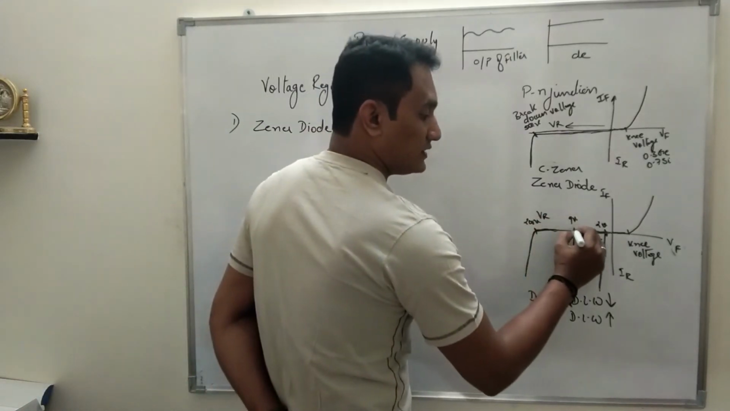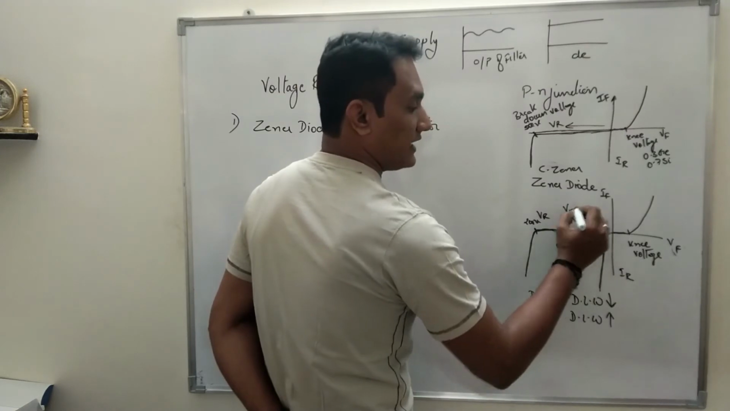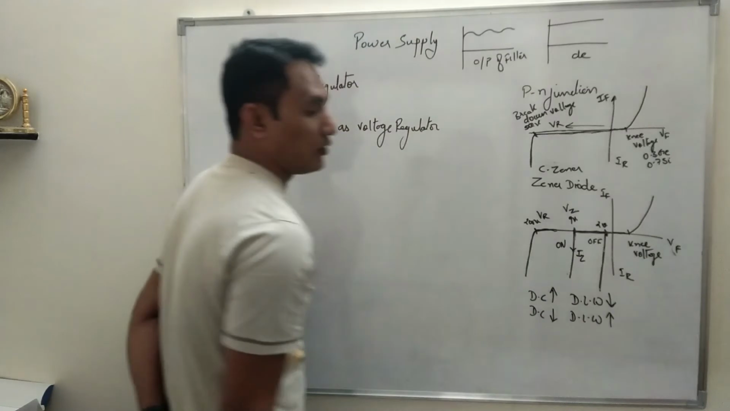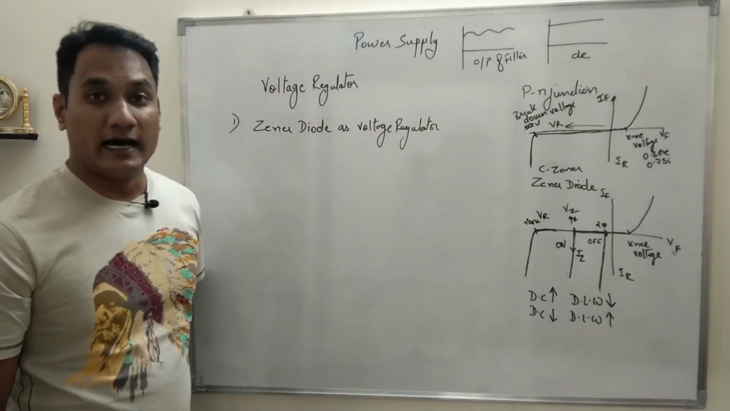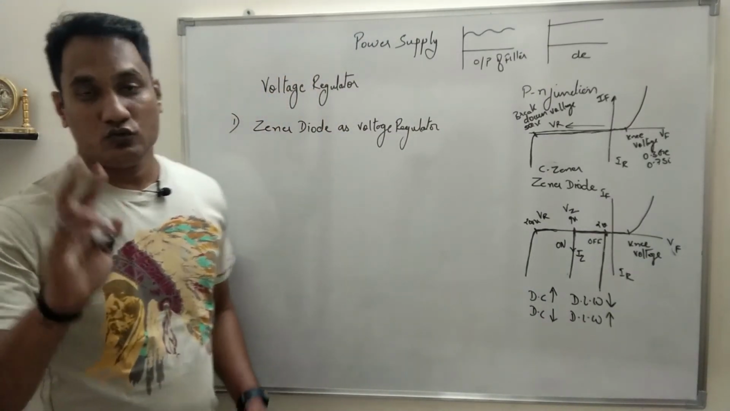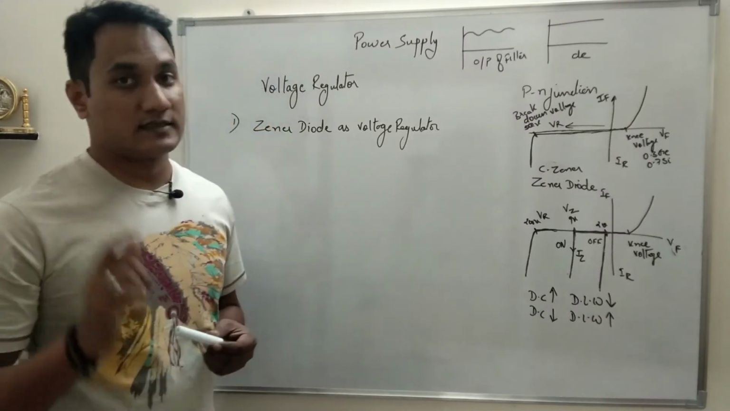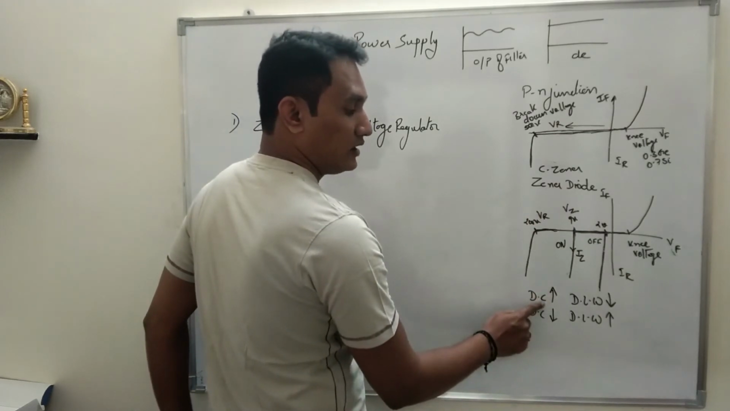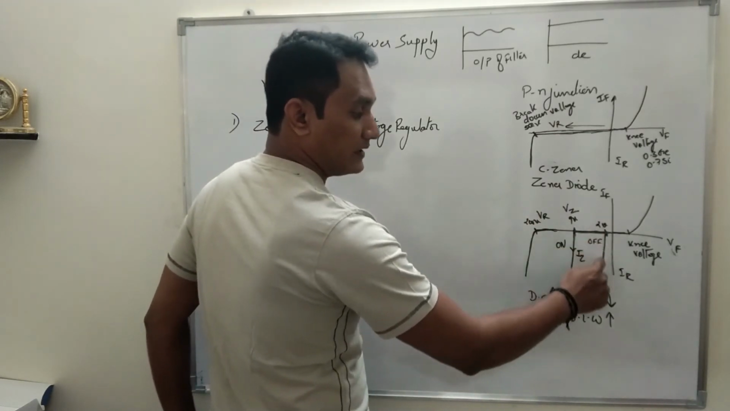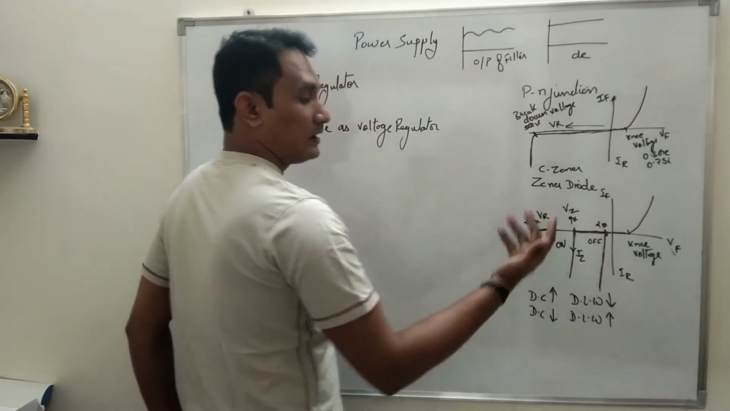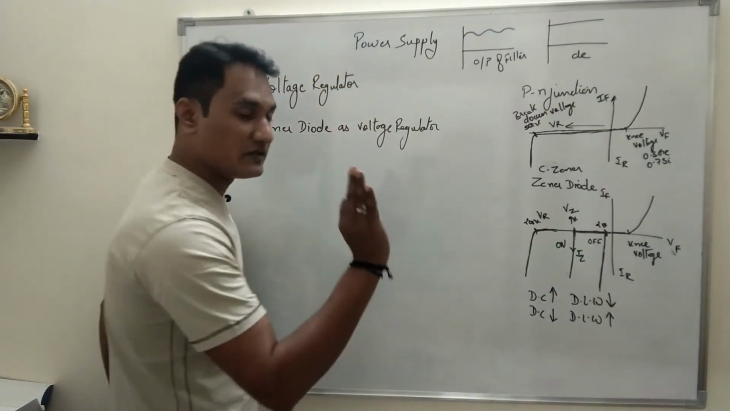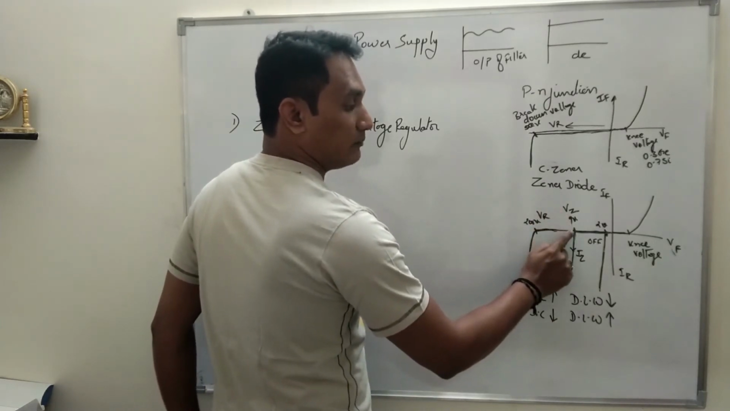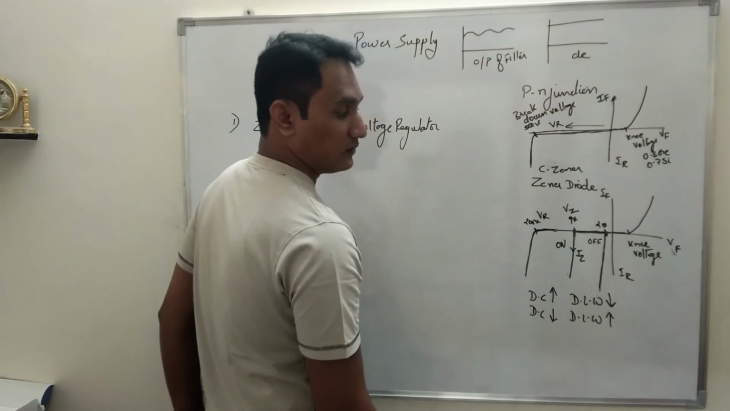The potential at which this breakdown occurs is specified as VZ, the Zener voltage, and the current which will be flowing at that point will be called IZ. There are two important points to be noted. As I said, in a Zener diode, the doping concentration is controlled to have a breakdown either at an early stage, at a later stage, or at a specific stage. So I have taken an example where the Zener diode breaks down at 9 volt in the reverse bias condition.